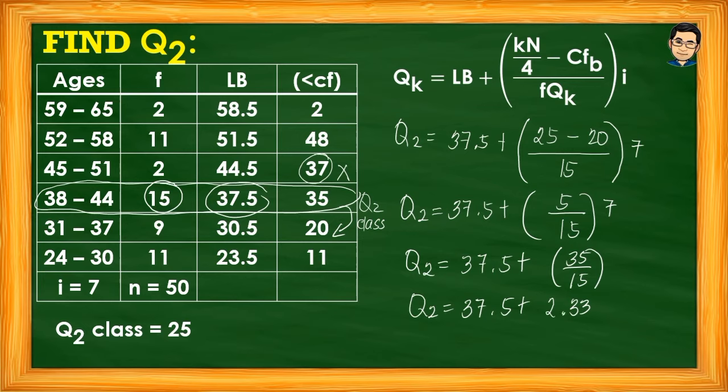Okay, so yung 3 dyan is a repeating digit. So pag in-add natin ang 37.5 tsaka 2.33, we'll get 39.83. So that will be the value of Q sub 2. So nakapaloob ba ang 39.83 dun sa quartile 2 class? Yes. So 38 to 44 nakapaloob po yung 39.83.